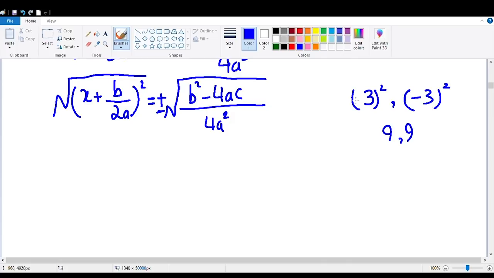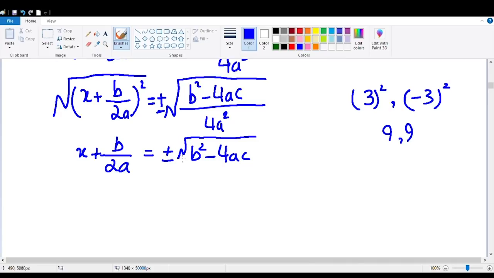So let's further solve this. We'll get x plus b over 2a, the square is gone because of the square root, equals plus minus. Now we're going to separate the square roots, so plus minus the square root of b squared minus 4ac over the square root of 4a squared.